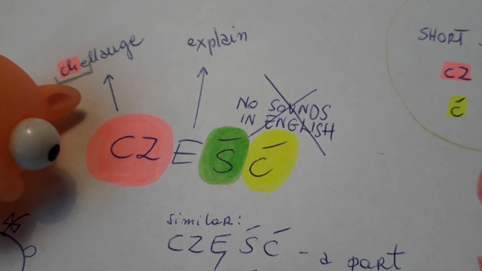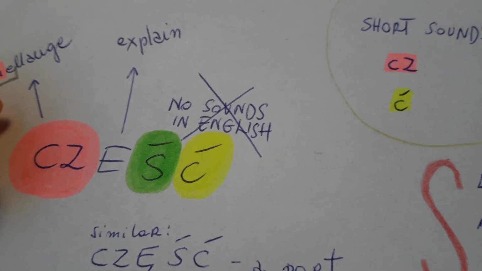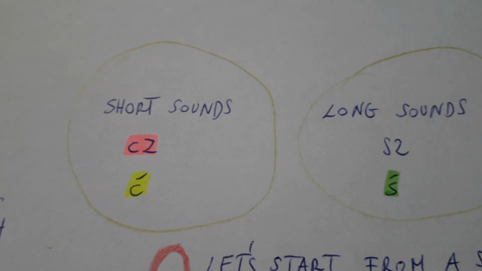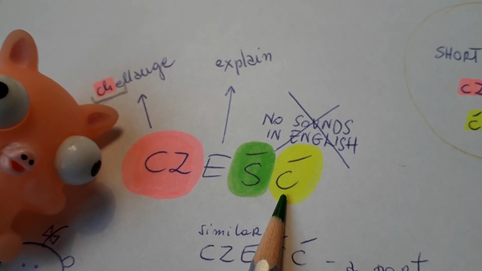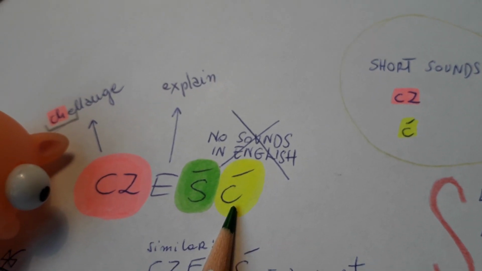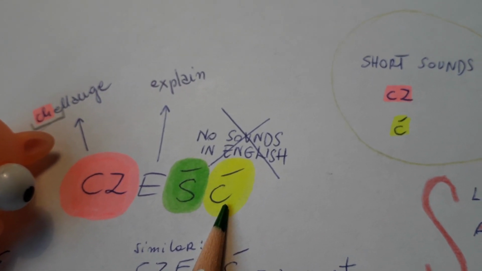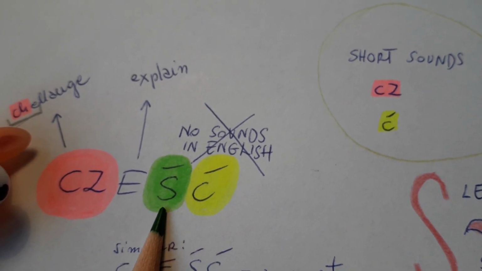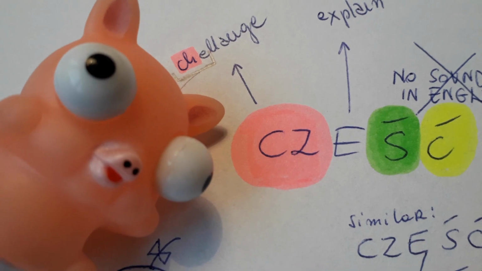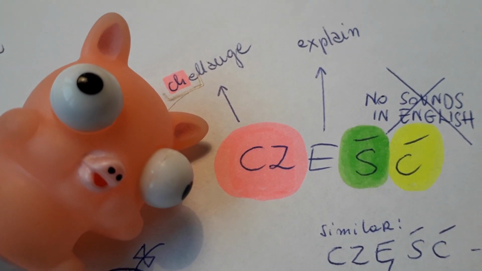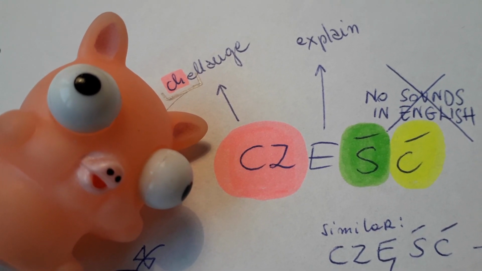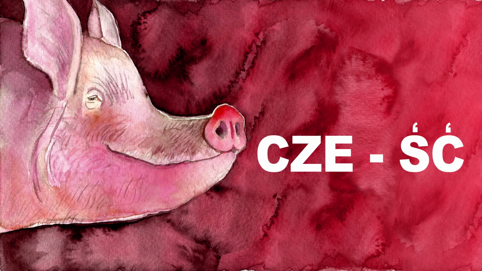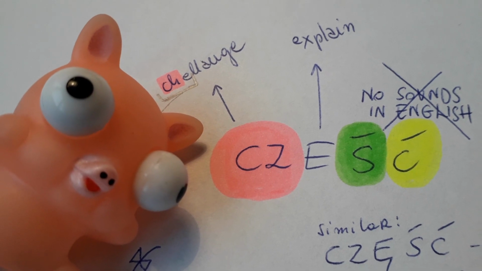Thinking about these sounds, I thought I will show you that we have short sounds and long sounds. The letters ć and tr are short sounds. You can hear it. And the sound ś is a long sound. As you know the sounds like tr, we can divide the word cześć into two parts. Cześć. Cze is easy and you can say it with me.